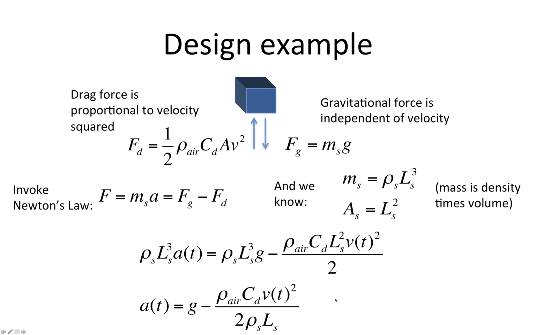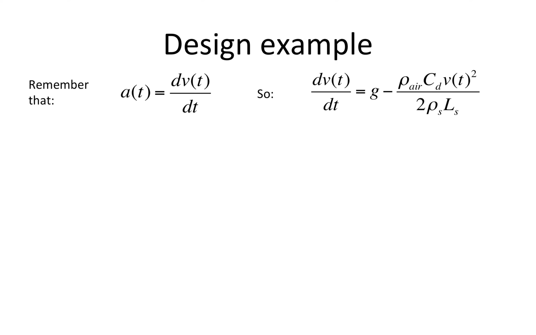Now, we need to invoke one more thing that we know about the acceleration. The acceleration is the velocity derivative. The acceleration as a function of time is the change in velocity as a function of time. So we can substitute dv/dt into that equation that we just had on the previous slide to get this equation for the velocity as a function of time.